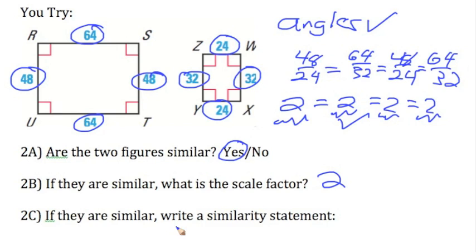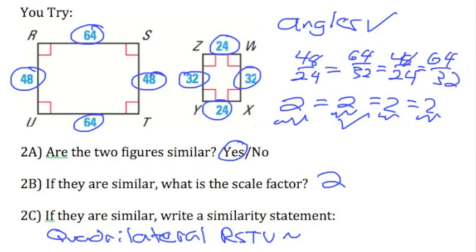And the last thing we're asked to do is, if they're similar, write a similarity statement. So a similarity statement just says we're going to find the matching angles and write them in order. So if I go RSTU, we're going to say quadrilateral RSTU is going to be similar to, well, R to S, that was our 64 side, that matched WX. So I'm going to write quadrilateral, I'm going to abbreviate that as quad, W, and then X, and RS. So we went S to T because it was RST. So WX, we're going to go from X to Y. That's the matching side, ST. So XY. And our last side has to be Z. So there's your similarity statement. Quadrilateral RSTU is similar to quadrilateral WXYZ.